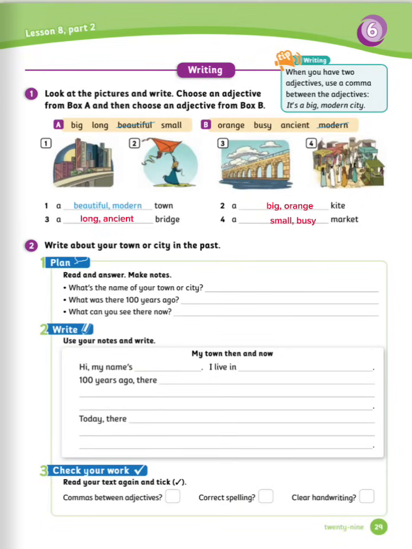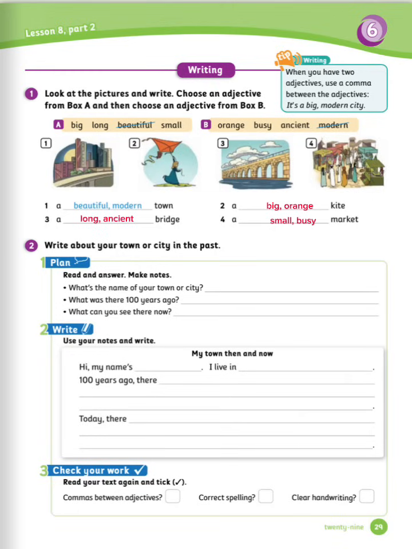Exercise number 2. Write about your town or city in the past. Number 1. Plan. Read and answer and make notes. What's the name of your town or city? What was there 100 years ago?